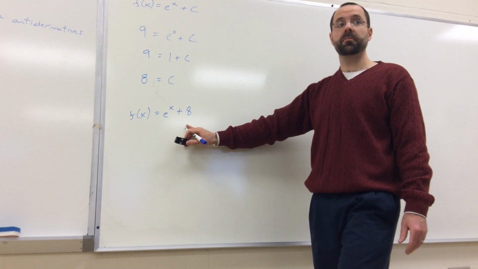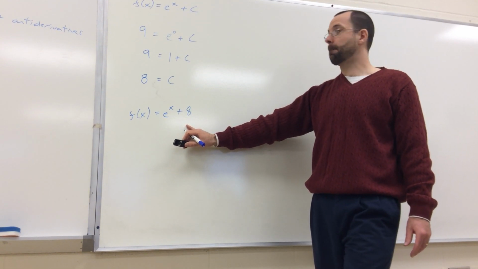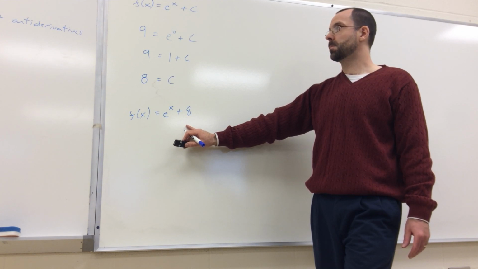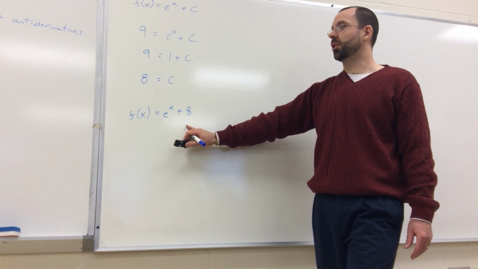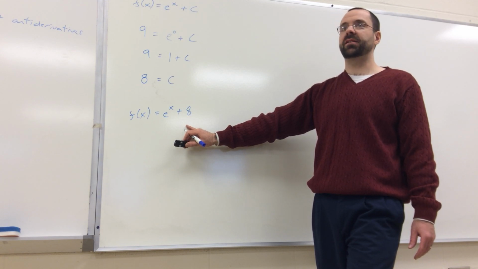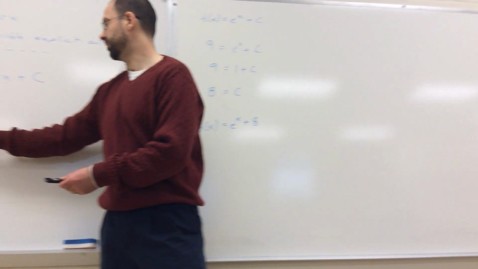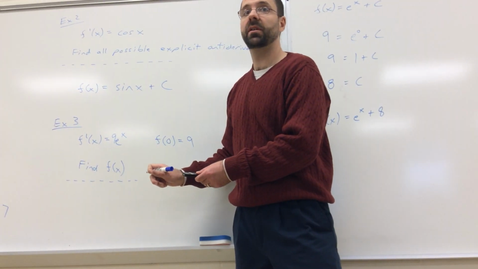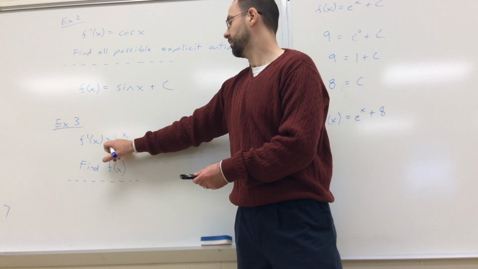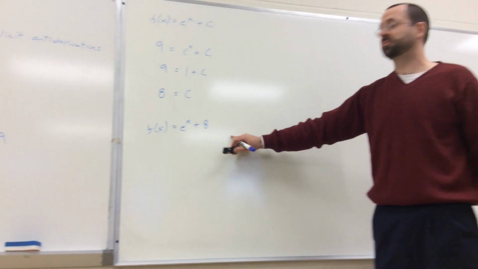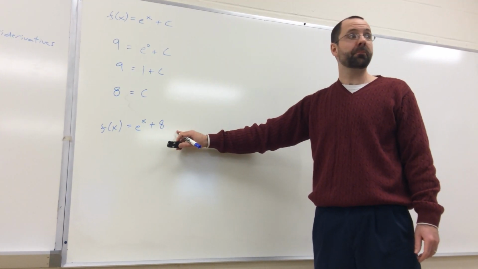Yes? Wouldn't it also be y equals 9e to the x plus 0? No, because the derivative of 9e to the x is 9e to the x. So that would be, your answer would be the answer to this problem. Good. Good thinking. Is everybody okay?